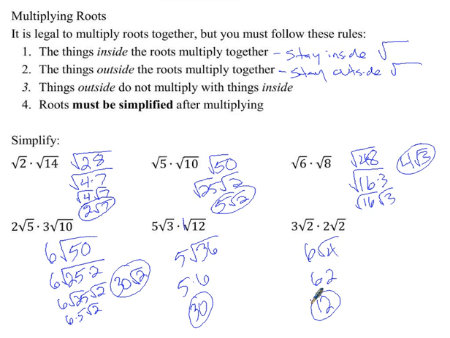So that's how you do this sort of thing. What's outside stays outside. What's inside stays inside. But you can multiply them together. Once you multiply square roots together, you have to simplify the square root. And even though this one couldn't be simplified here, and this one couldn't be simplified here, once we multiply them together, it could be simplified. So you have to watch for that.